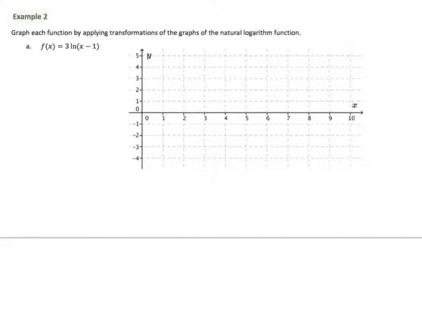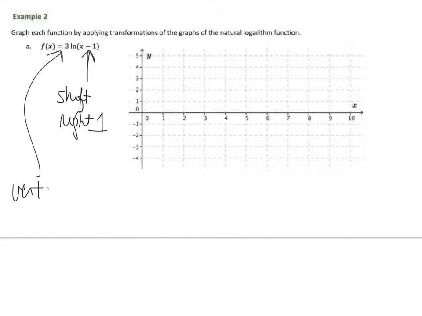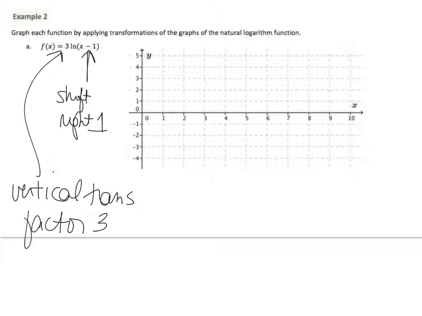Graph each function by applying transformations of the graphs of the natural logarithm function. So here we have shift right 1 unit, and there we have vertical transformation by a factor of 3. So let me get a little bit bigger pen here.